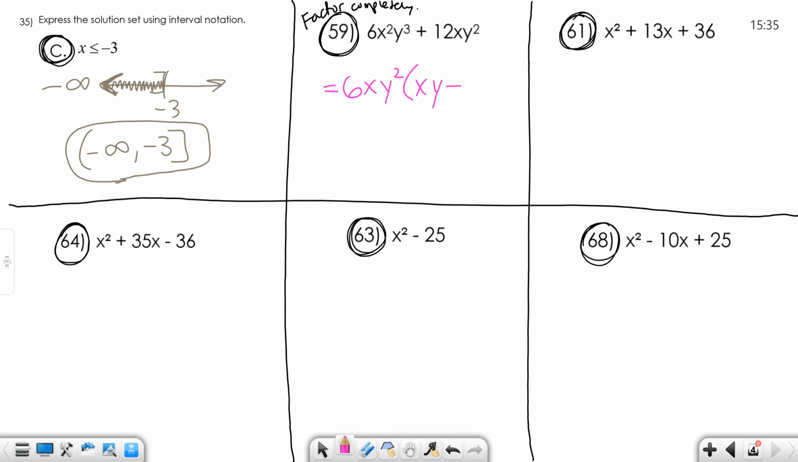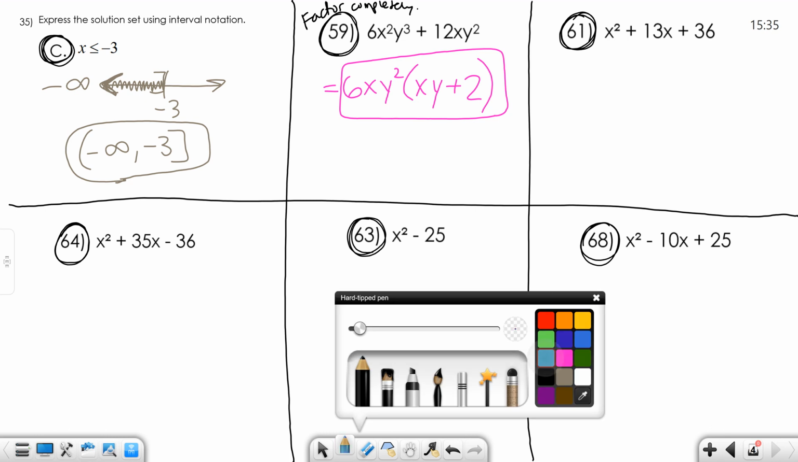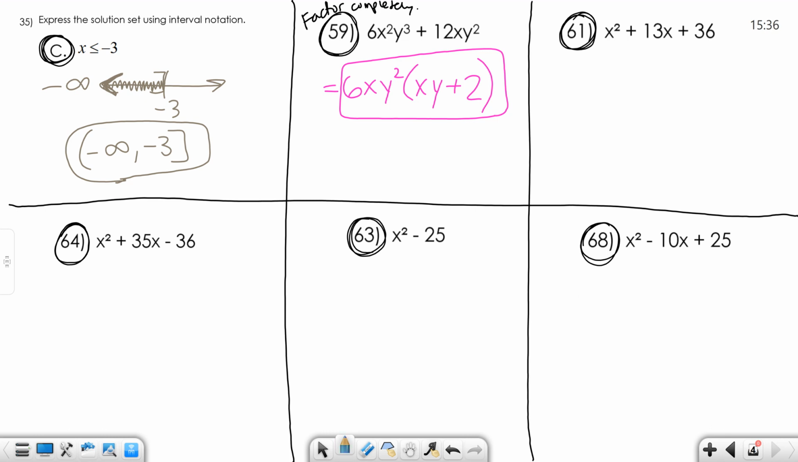So I'm left with just an x and a y, and then plus, because I didn't take a negative out to change that. How many times will 6 go into 12? 2 times, right? And I took the x and the y squared out, so there are no x's or y's left. So just xy plus 2. Then the answer is 6xy squared times the quantity xy plus 2.